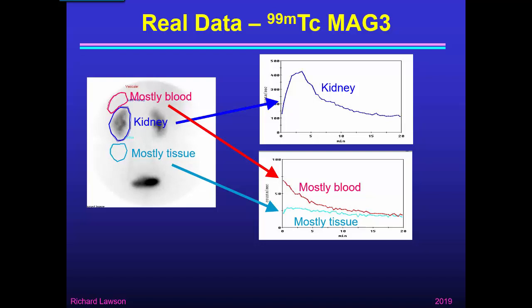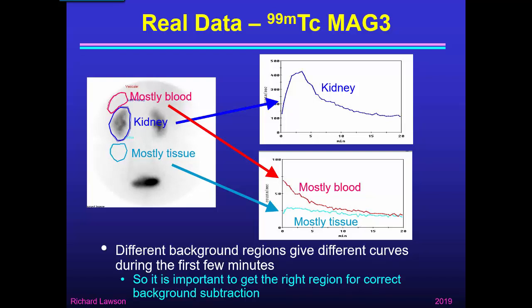It doesn't quite start at 0, indicating there is some blood there, but it does rise for a bit and then fall again. But the key thing from this is that we get very different answers depending which background region we take, particularly during the first few minutes, which is the important time for background subtraction in the renogram. So it's important to get the right region for correct background subtraction. It makes a big difference whether we take one above the kidney or below the kidney, because they differ completely during the first few minutes.